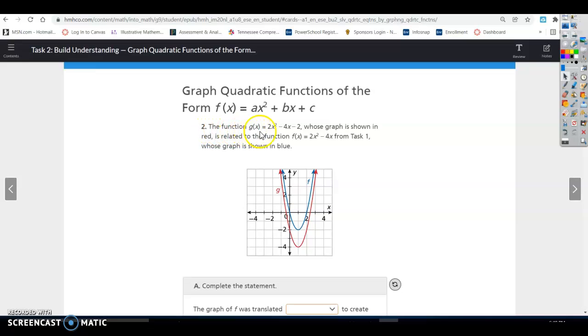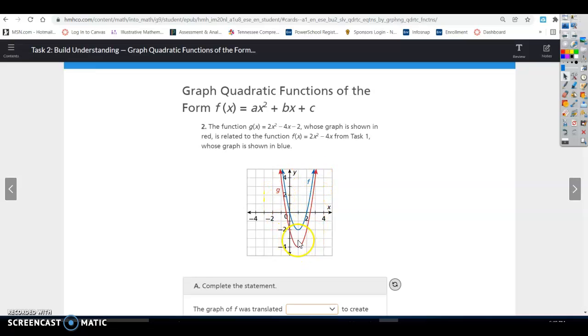So the function g of x equals 2x squared, so in this case a is 2, minus 4x, b is negative 4, minus 2, so c is negative 2, whose graph is shown in red, is related to the function f of x equals 2x squared minus 4x from task 1, whose graph is shown in blue. Okay, so f of x is the blue function. We looked at that in task 1. g of x is the new function, and we're going to look at that and see how it relates to f.